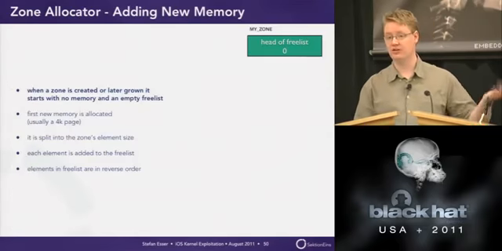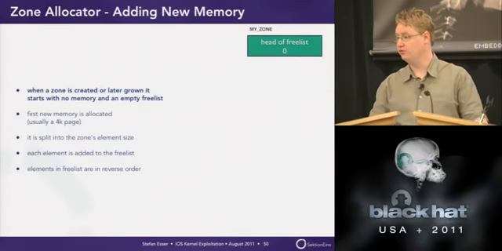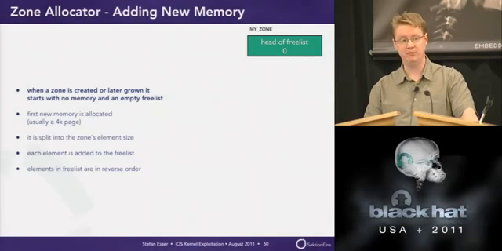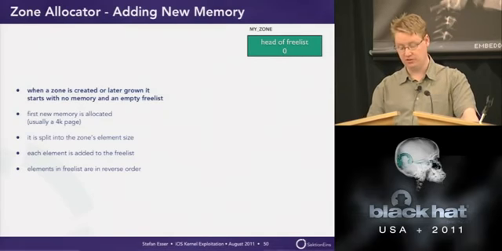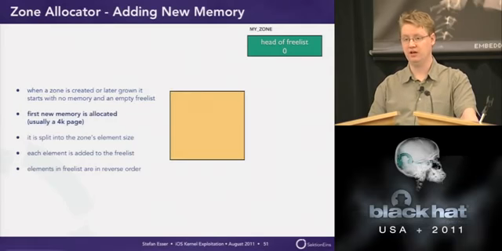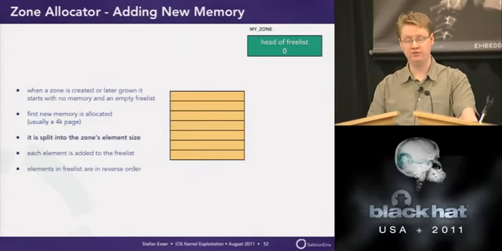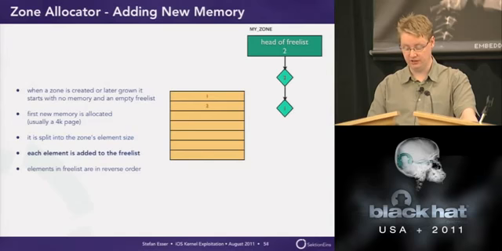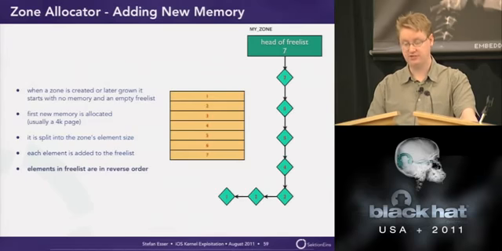OK, let's look at a new zone. When you have a new zone, it's completely empty. There's no free list, no memory, nothing. The first thing that happens is it will allocate a memory page. And like I said, there's no pointer back. The next thing that happens is we divide the page into elements, let's say 128 bytes. Then each element is added to the free list. And you see in the end, you have the free list in reverse order.